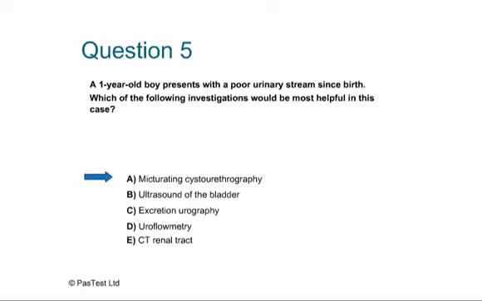D, uroflowmetry, is a difficult one here, because to do uroflowmetry properly, a child has to be able to void to order, and clearly a 1-year-old won't be able to do that. But you may get some information from the ultrasound.